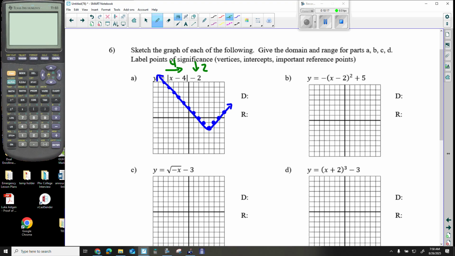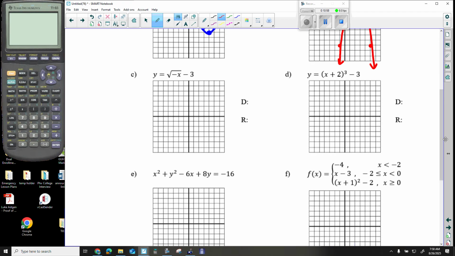All right, let's go to the right. This is a parabola. This is going to be right 2, up 5, and then upside down. Right 2, up 5, upside down. So that's going to be 1, 3, 5, 1, 2, 5, 1, 3, 5. I'll come back to the domains and ranges.